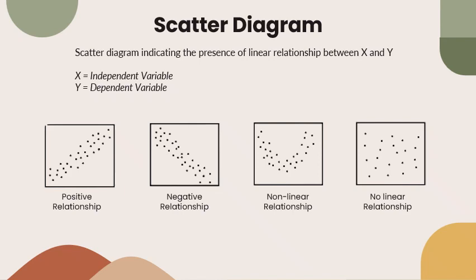Now let's take a look at the scatter diagram. A scatter diagram indicates the presence of a linear relationship between x and y. What is x? What is y? X is the independent variable and y is considered the dependent variable.